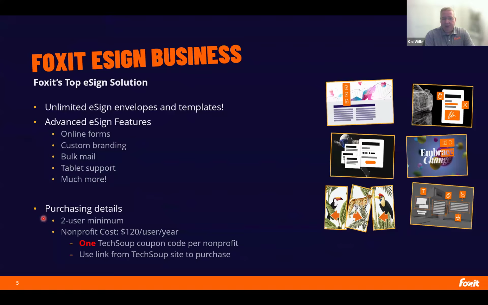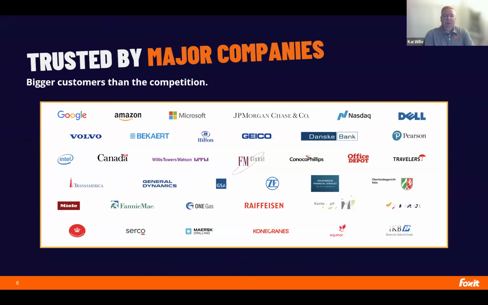But there are purchasing details here also that are important to be aware of, and that is this product does have a 2-user minimum. So be aware of that. So we're really spending $240 for 2 users, per user per year. And of course, the same rules apply. One coupon code is enough for this product. And definitely you must use the link from the TechSoup site to buy this product. Do not go straight to the Foxit website to try to buy it. You'll find the coupon code doesn't work. So start with TechSoup. All right, finally, here's our logo slide.